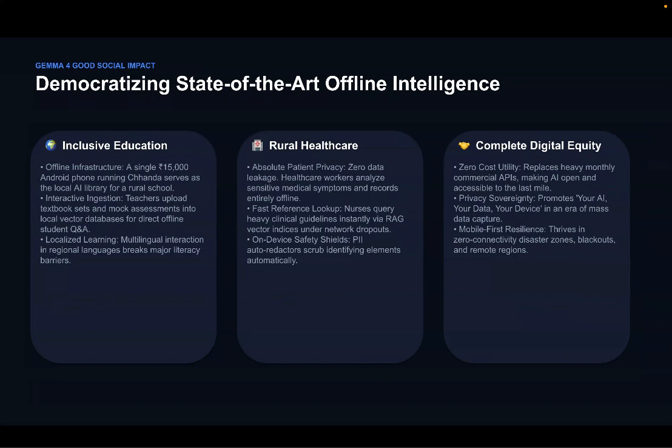In digital equity, Chanda represents a democratic shift. It provides underserved offline communities the exact same state of the art AI capabilities that are normally locked behind broadband connections and expensive subscriptions. This is what we mean by Gemma for good.